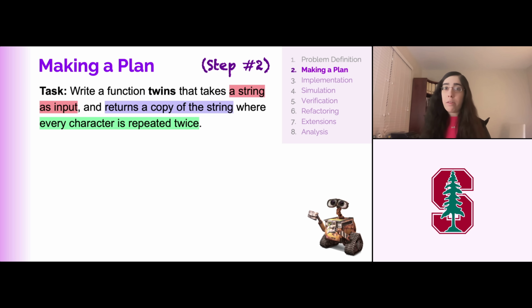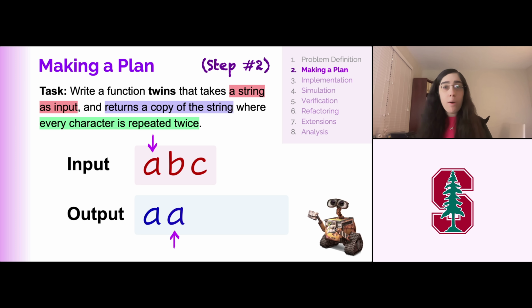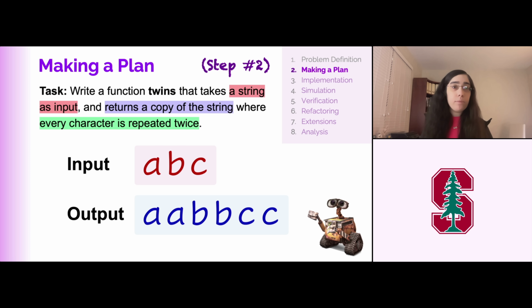Now that we understand the task, let's make a conceptual plan for how to solve it. Suppose we have the input ABC. A good algorithm for the task could go by iterating over each of its characters and adding it twice to the output. So here we start with the first character A, output it 2 times, move to the next character B, output it 2 times again, move to C, output it 2 times, and we are done.